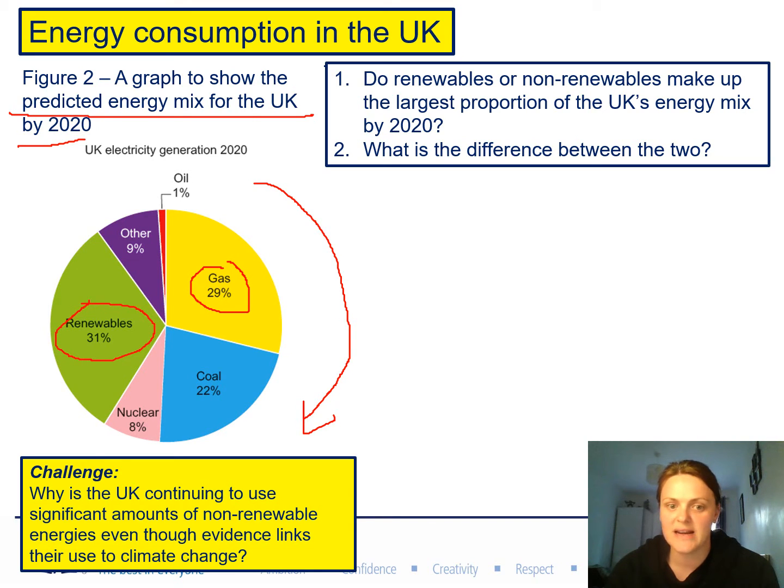So you need to look really carefully at the pie chart and tell me which one is the biggest proportion. So what one takes up the most of the pie chart? And then what is the difference between the two, between non-renewables and renewables? And then if you're feeling up for it, have a go at the challenge down here. So pause the video and give yourself about 5 minutes.